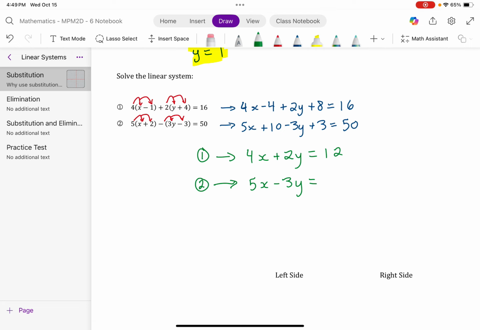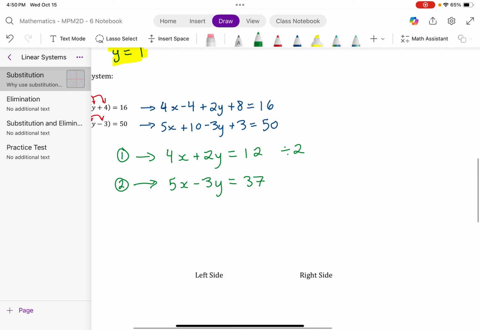It'll be 50 minus 10, which is 40, minus 3, which is going to be 37. All right, so at this time, if we're using substitution and trying to isolate for one of the variables, we have to choose which one to isolate for. None of them have a coefficient of 1, but we can divide each term in equation 1 by 2, and then we would be able to isolate for y.